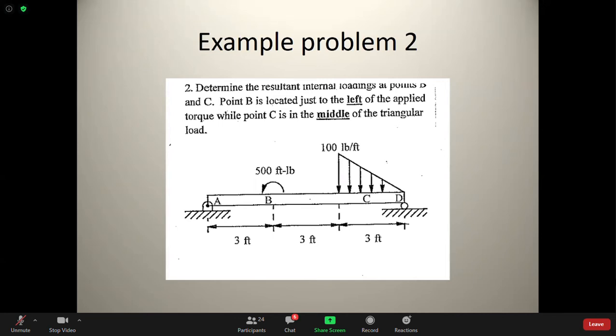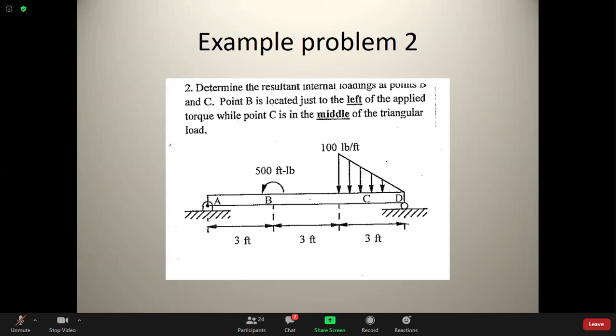That's point C. So first I want to find the internal load at B, then I want to find it at C. But right now I'm trying to find the support reactions, for which I've drawn this free body diagram. What can we say about AX? AX is simply equal to 0 because there is no other force in that direction.